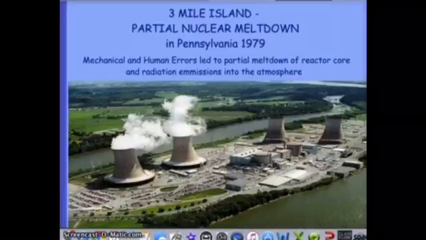Another nuclear meltdown, or partial meltdown, occurred at Three Mile Island in Pennsylvania. This is a United States nuclear meltdown, and again, it was partial. It was also due to mechanical and human errors, and it led to a partial meltdown of one of the reactors. Radiation was emitted into the atmosphere, but any kind of documentation that you read pretty much shows that there were no casualties due to this radiation. There's some documentation of there possibly being symptoms in victims years later due to being exposed, but there's no truth to any of that.